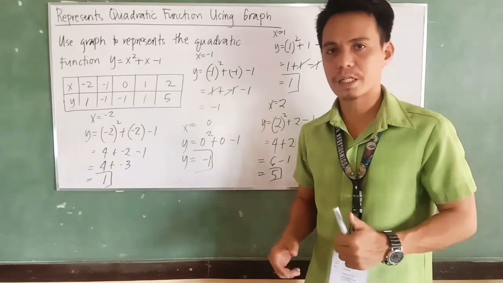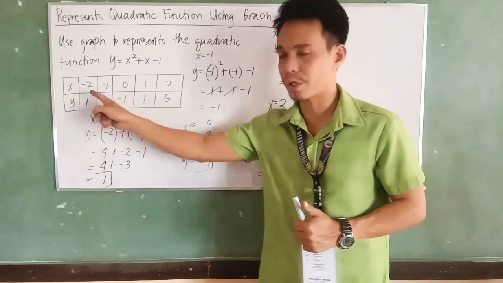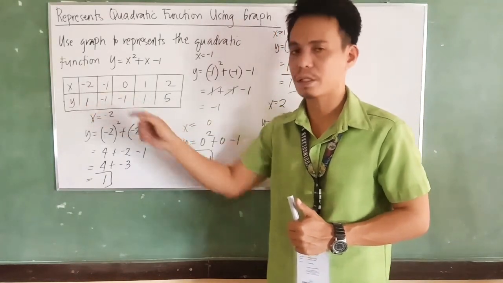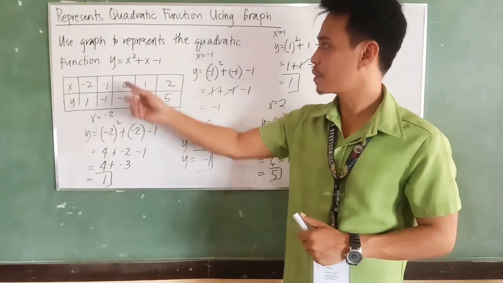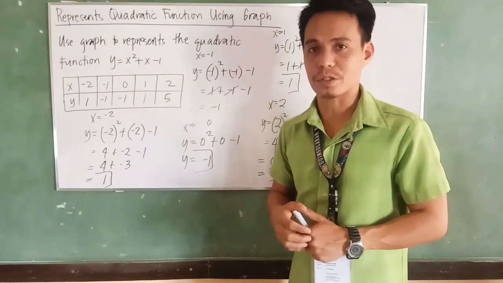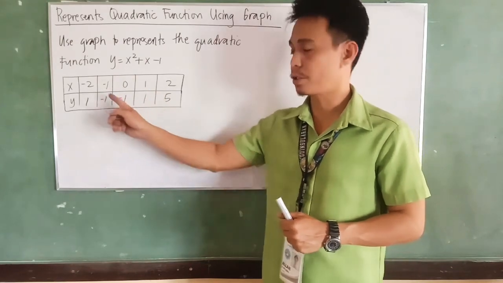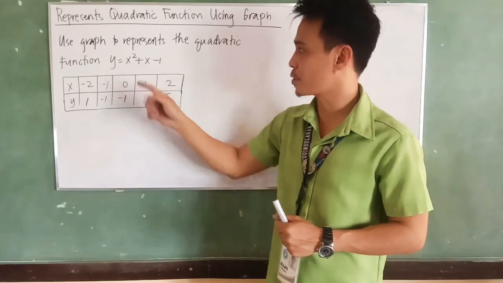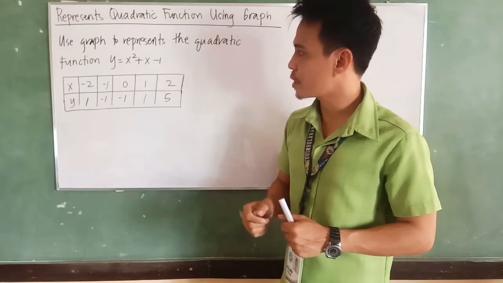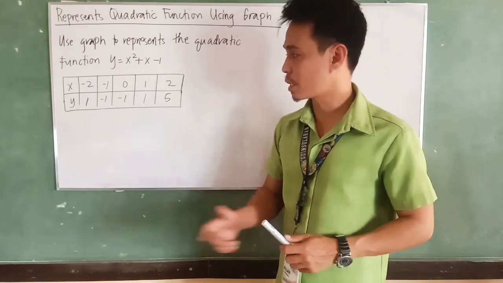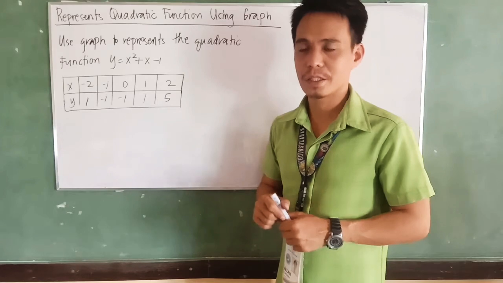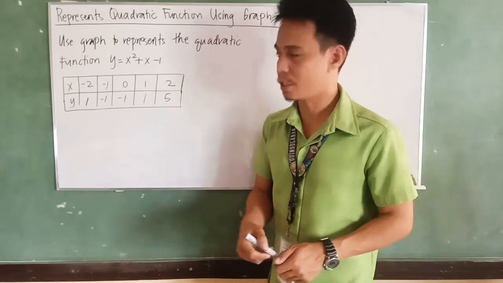So there you have it guys, our table of values. Meron tayong kompletong value ng x and y. So maigagraph na natin yung ating quadratic function. Okay? Since na-compute na natin yung table of values para sa ating function x squared plus x minus 1, gagawin natin is igagraph na natin siya. So gagawa tayo ng Cartesian plane.